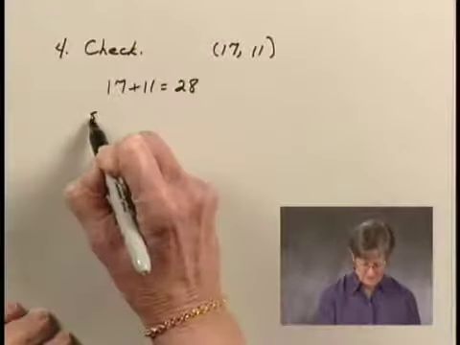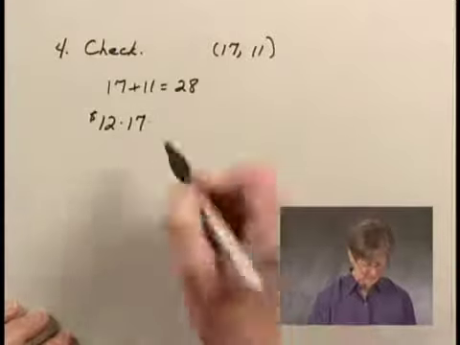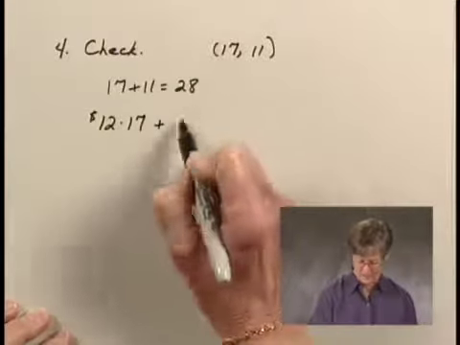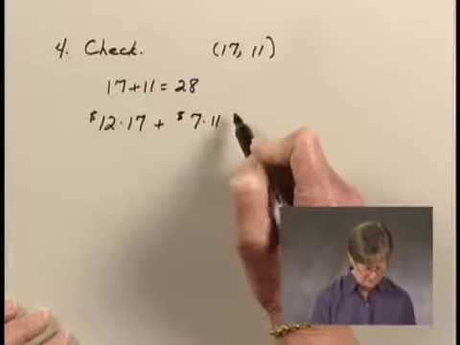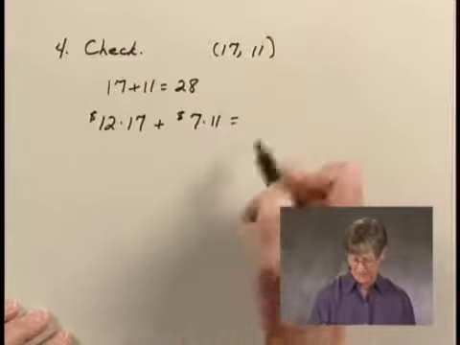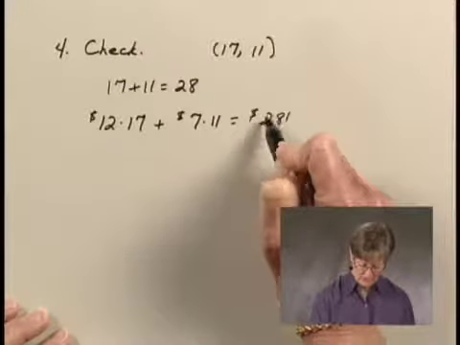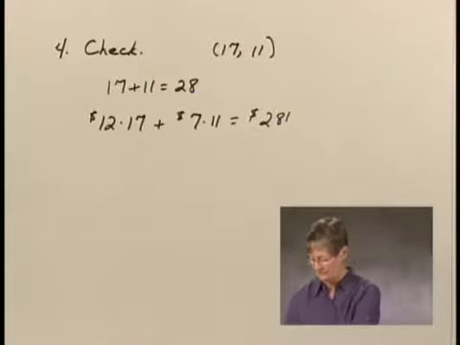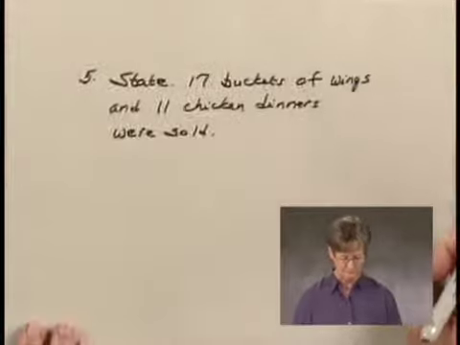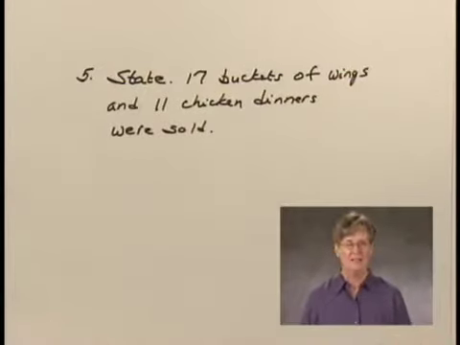Now let's also check the amount that was collected. From 17 buckets at $12 each, $12 times 17 is collected. And from 11 chicken dinners at $7 each, $7 times 11 is collected. And when I do these multiplications and do the addition, I do get $281. So the answer that we found checks, and now we're ready to go to the fifth and final step in the process, which is to state the answer. We say 17 buckets of wings and 11 chicken dinners were sold.